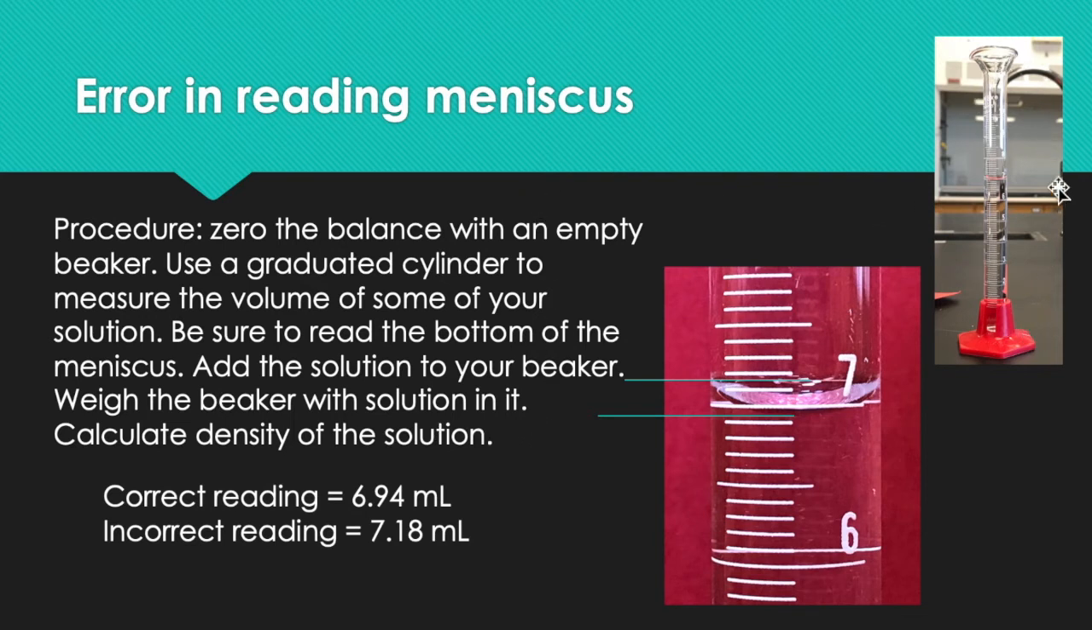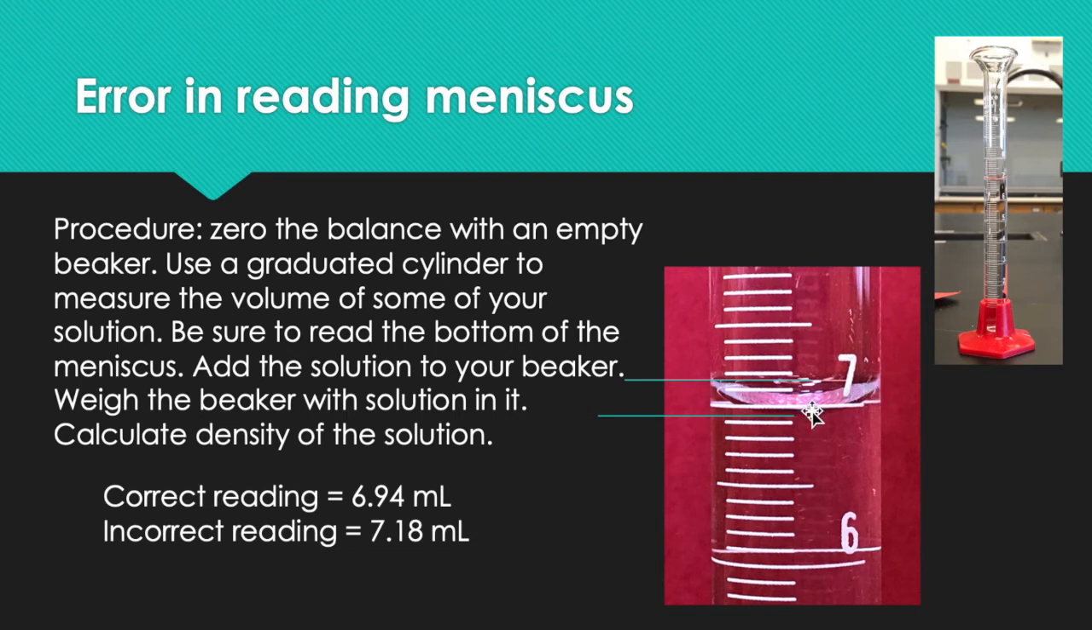So here's our graduated cylinder. I picked a fairly thin graduated cylinder so that the meniscus would be more pronounced. The meniscus is the curve that happens when you have water or an aqueous solution in a glass container. Water has a strong attraction to glass, and so you get this little smile. And the convention is to read it at the very bottom of that curve.